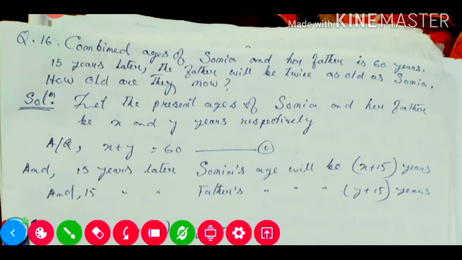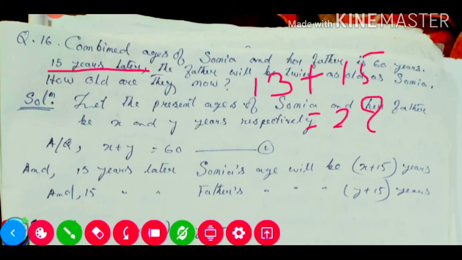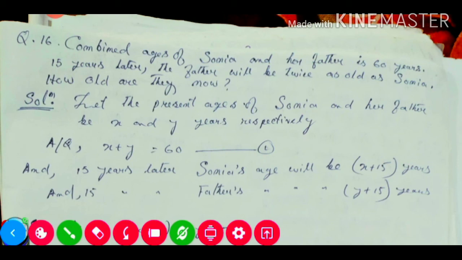Now the next part of this question is given: 15 years later. That means from now, after 15 years. Suppose your age at present is 13. So after 15 years, your age will be what? We need to add 15, so it will be 28. Same as that, their ages also will increase by 15 years.